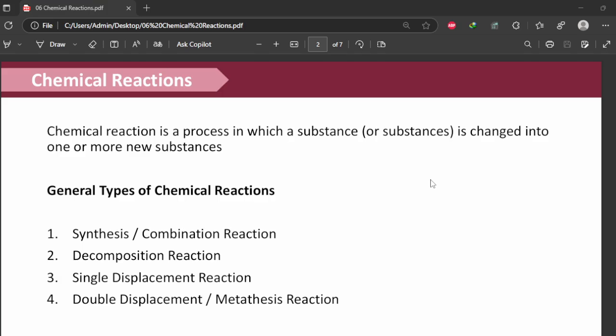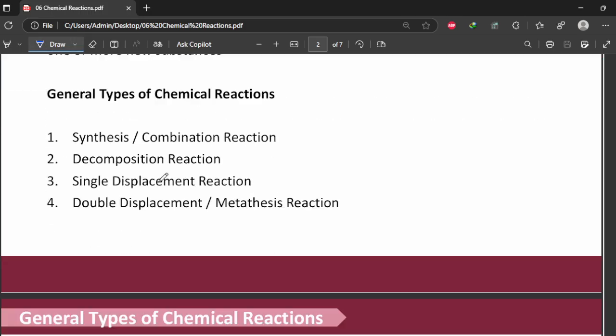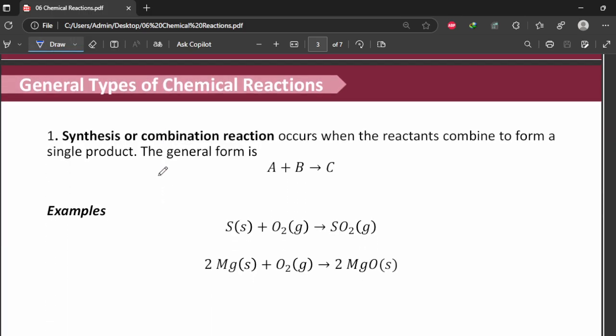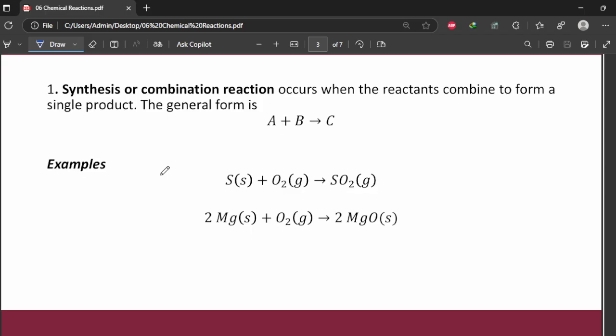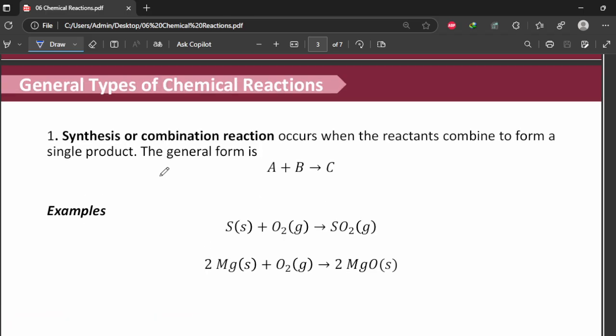involved. So here we have four general types of chemical reactions that we're going to discuss one by one. First, we have synthesis, also known as your combination reaction. The second one is decomposition reaction. Third would be single displacement reaction. And lastly, you have your double displacement or metathesis reaction. So let's begin with discussing what synthesis or combination reaction is first.